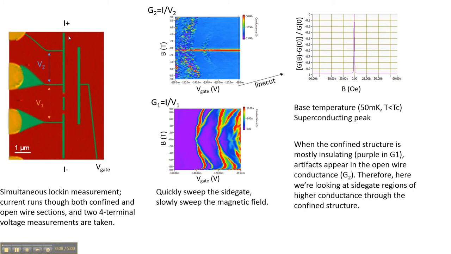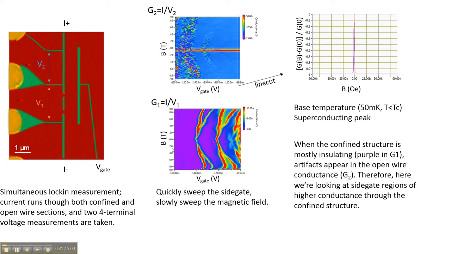For most of the devices, most of the data here, we have this device configuration. We're running current from I+ to I- through this whole main channel, and then we have these 4-terminal voltage leads from which we can measure 4-terminal voltage, 4-terminal conductance of both this confined wire section where we create little barriers and this open wire section.